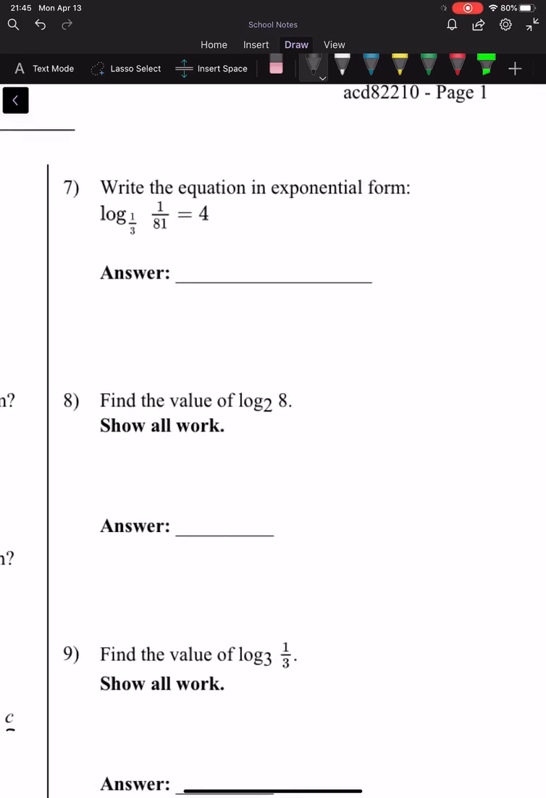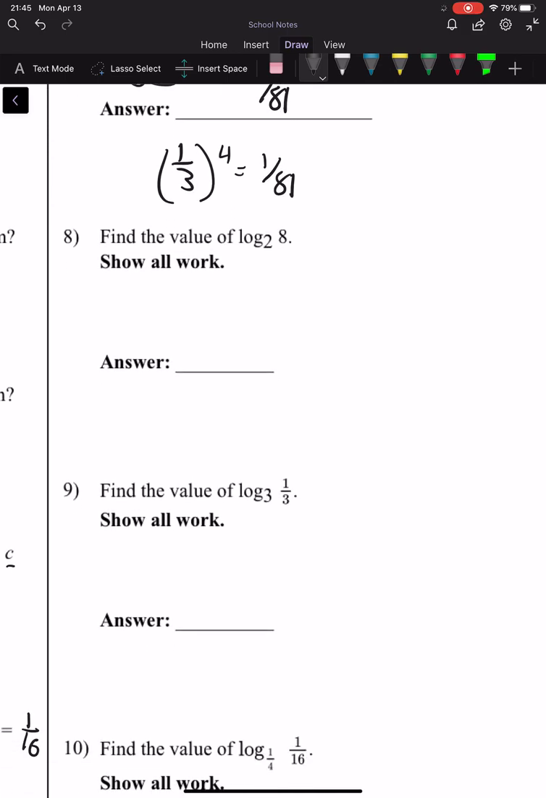And number 7, so we're going to have 1/3 to the 4th power, and that's equal to 1 over 81. Number 8, so log base 2 of 8 equals X, because we want to find the value of it. Then we'll have 2 to the X equals 8, 2 to the X equals 2 to the 3rd power, so X equals 3.